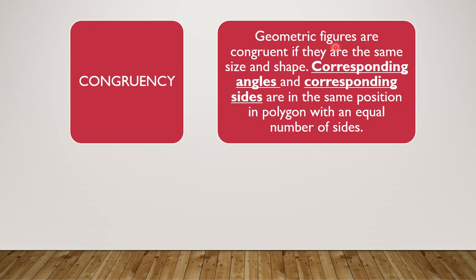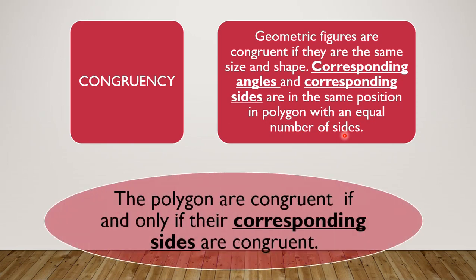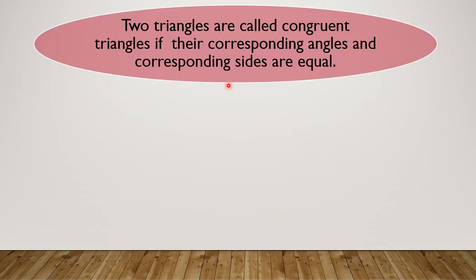Geometric figures are congruent if they are the same size and shape, that is, corresponding angles and corresponding sides are in the same position in polygons with an equal number of sides. That is, we can say polygons are congruent if and only if their corresponding sides are congruent or equal. Two triangles are called congruent triangles if their corresponding angles and corresponding sides are equal.